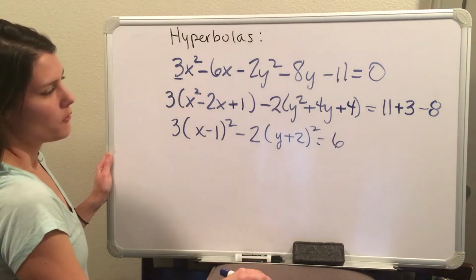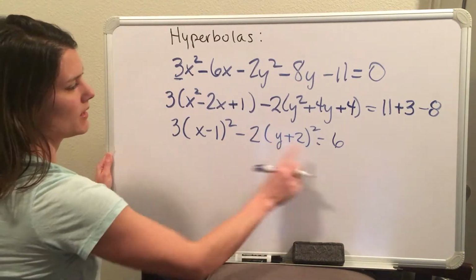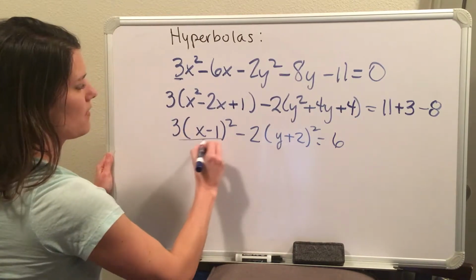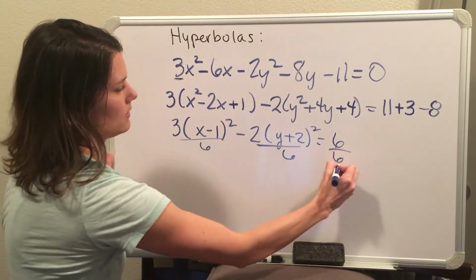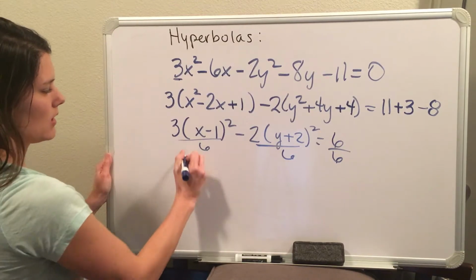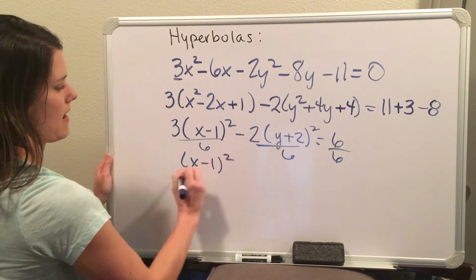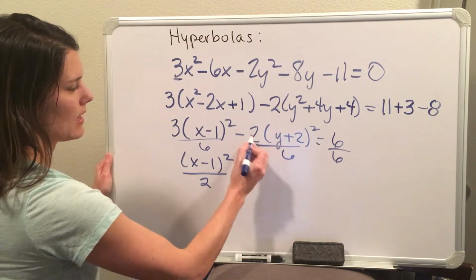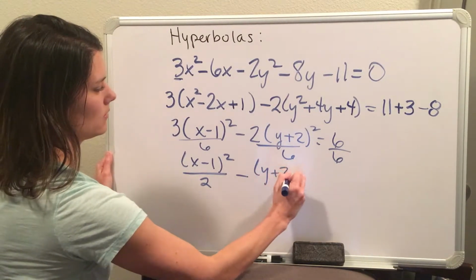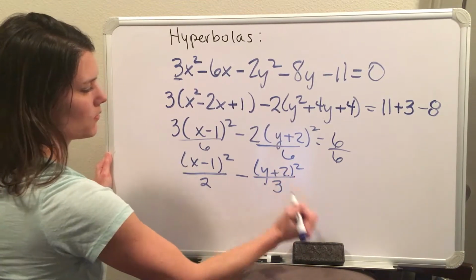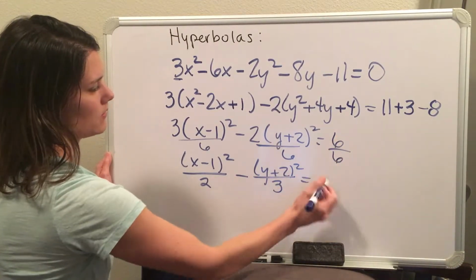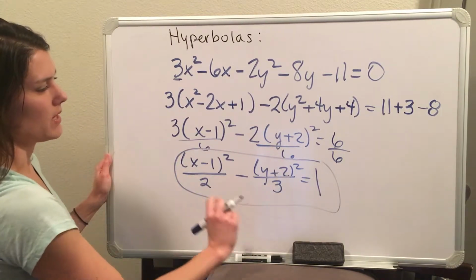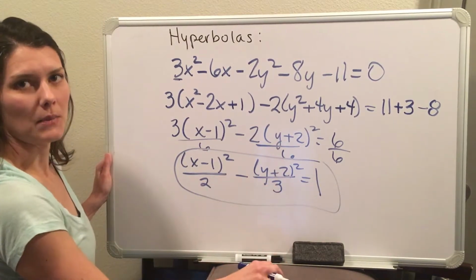Now to get it in standard form, there's one more thing we need to do. This number has to be a 1. And so I need to divide every single term by 6. So when I divide 3 over 6, I will end up getting a 1/2, which I'll put the 2 in the denominator. In this case, I will end up with a 1/3, which I will put the 3 in the denominator, and then the 6 over 6 is a 1. And this is your standard form, and this is going to be where we can look at it and be able to label and graph.